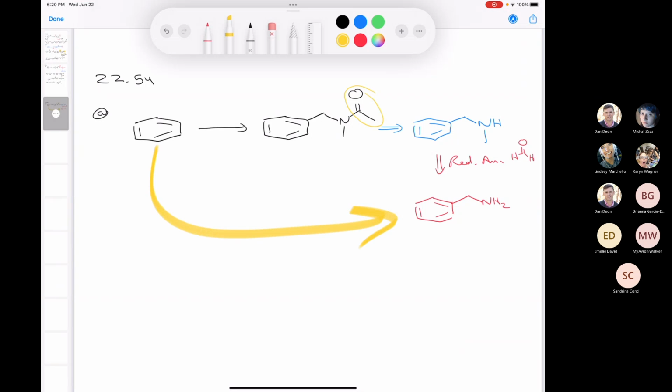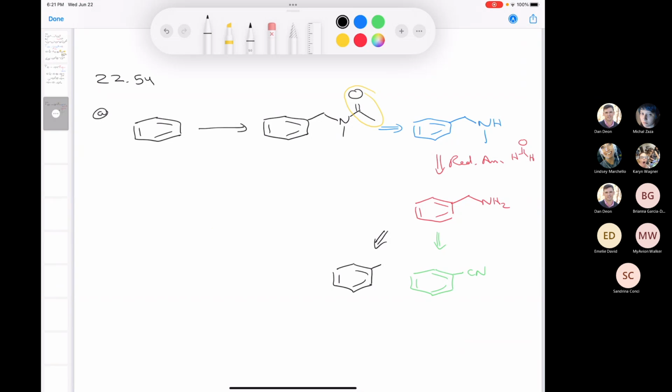And I can think of a couple of ways to do that. Maybe the most obvious to some people is, what if you had the nitrile? If you had benzonitrile, then you could just reduce that with lithium aluminum hydride and you're done. So I would say that would be a good way to do it. Another way would be if you had benzyl bromide. You could treat it with sodium azide, make an azide, and reduce that with lithium aluminum hydride. So either way would work.